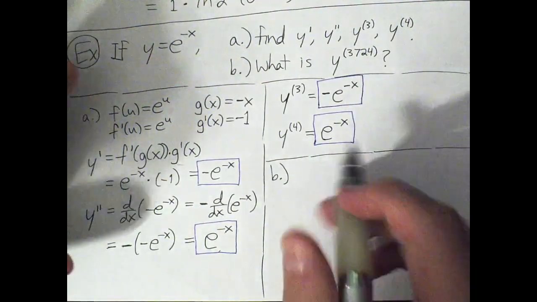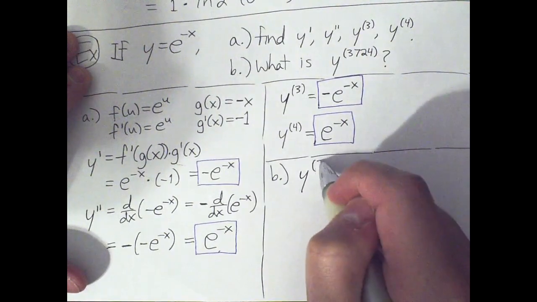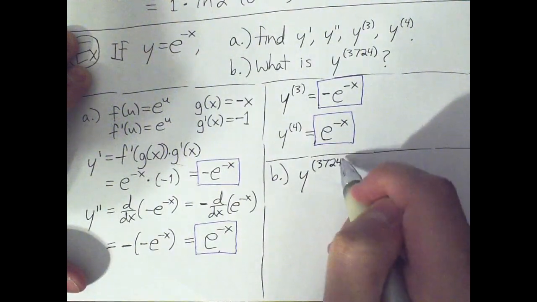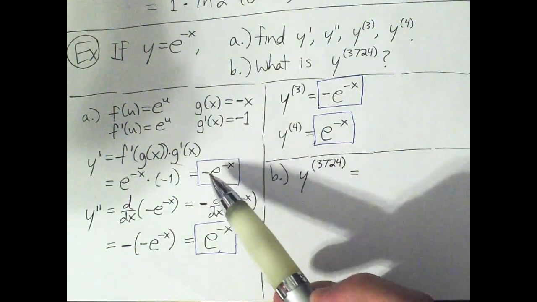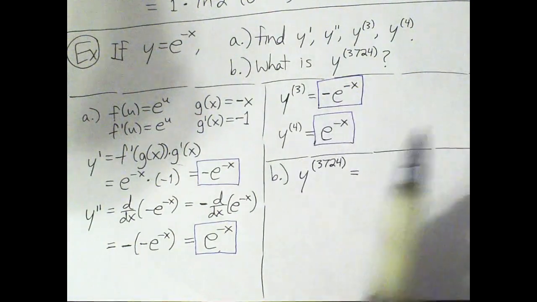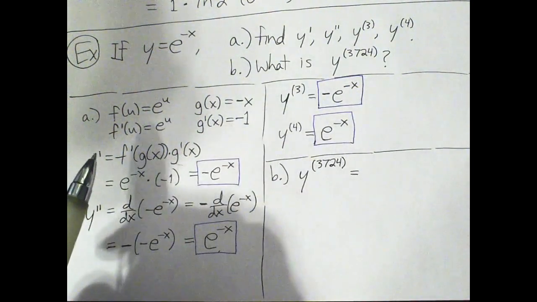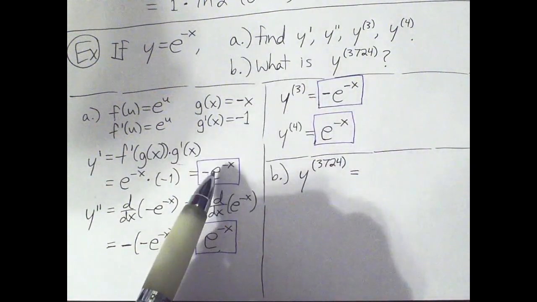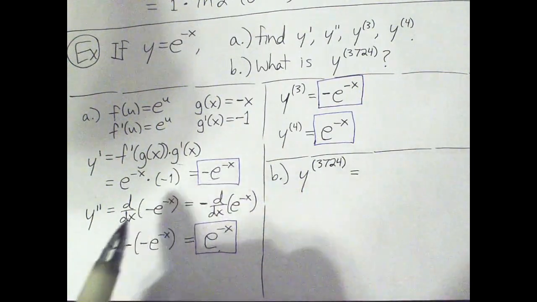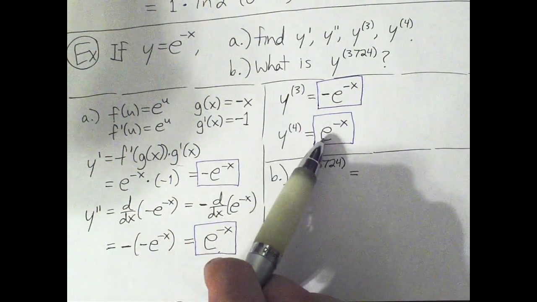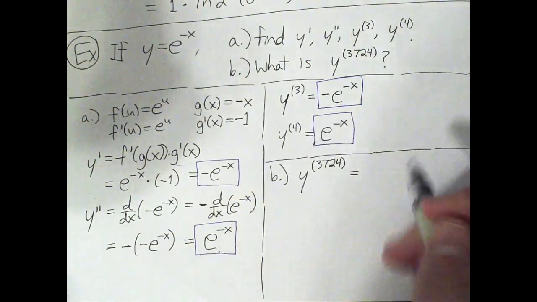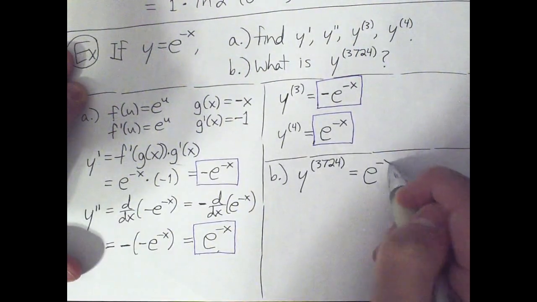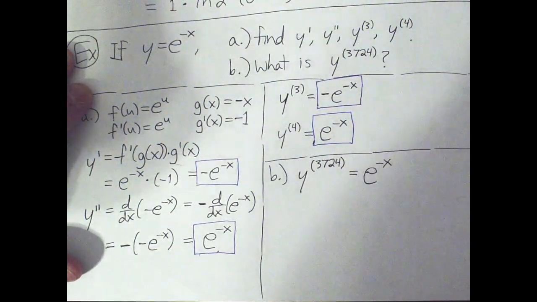So if you ask me, what is the 3,724th derivative of this function? Well, we follow this pattern: negative, positive, negative, positive, negative, positive. And I notice that the first and third derivatives are the ones that had a negative in front. So the odd numbered derivatives had the negative answers. The second and fourth derivative have the positive e. So the even numbered derivatives have an answer of positive e to the negative x, because we recognized that pattern.